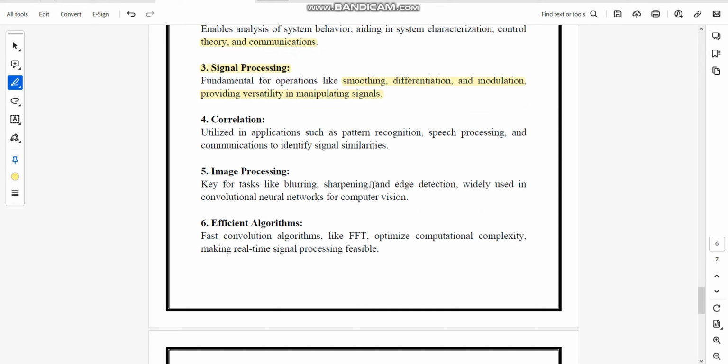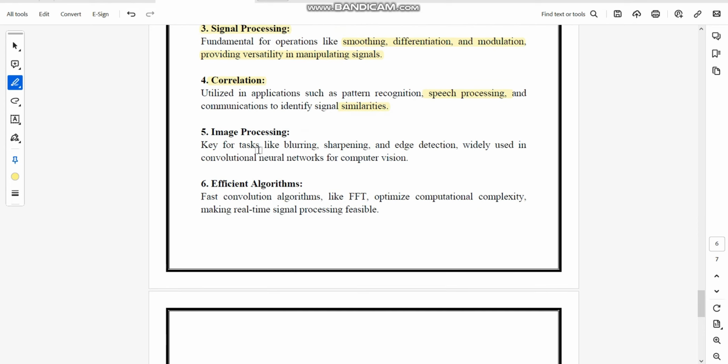Correlation. Cross-correlation, a related operation, is employed in applications like pattern recognition, speech processing, and communications to identify signal similarities. Then comes image processing. Convolution plays a vital role in image processing for tasks like blurring, sharpening, and edge detection, widely used in convolutional neural networks for computer vision.